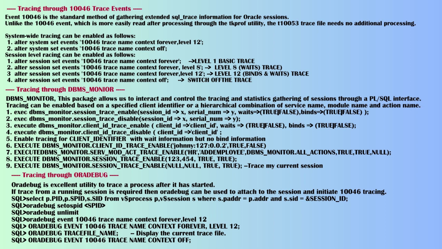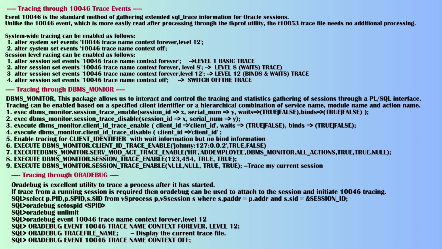Tracing through 10046 trace events. Event 10046 is the standard method of gathering extended SQL_trace information for Oracle sessions. Unlike the 10046 event, which is more easily read after processing through the TKPROF utility, the 10053 trace file needs no additional processing. System-wide tracing can be enabled as follows. 1. Alter system set events '10046 trace name context forever, level 12'. 2. Alter system set events '10046 trace name context off'.